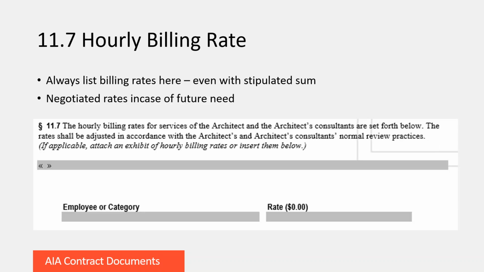All right, and now in 11.6, we talk about the hourly billing rates. Even if you do a stipulated sum, it's a good idea to include your hourly rates here. That way, they've been established and agreed on in case you need to use them for some other things, such as additional or supplemental services. So by including them there, you don't have to negotiate them later. So you can either just type them in here in the form, or if you prefer, you may attach an exhibit with the billing rates rather than just writing them in the document.